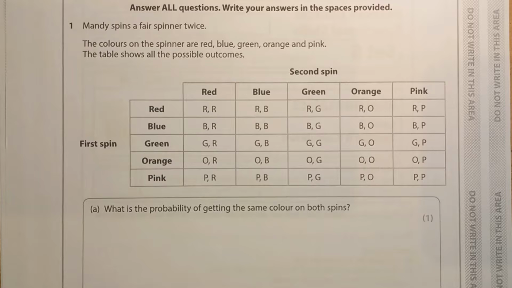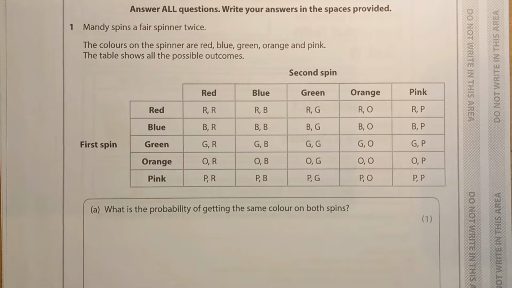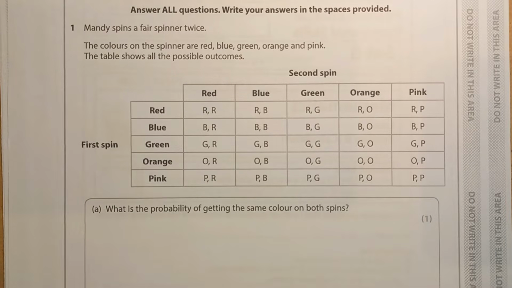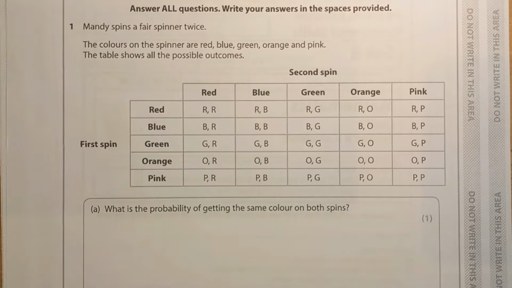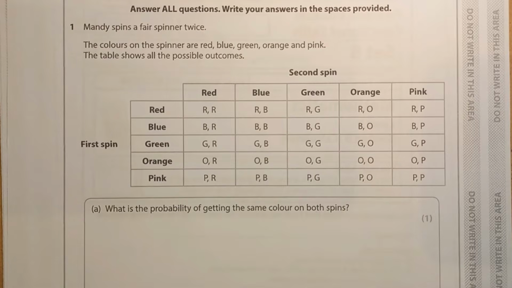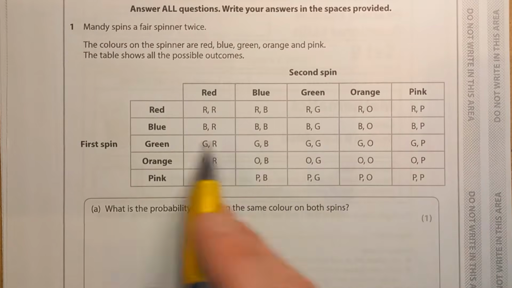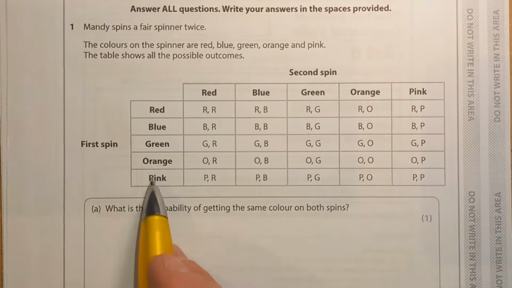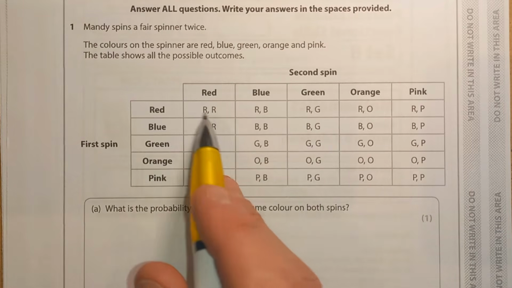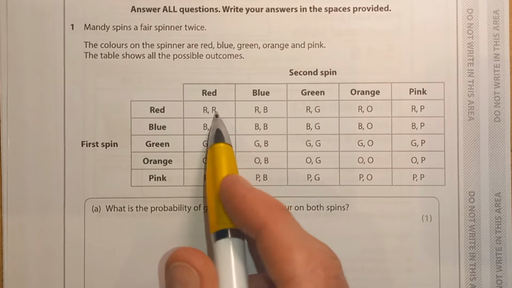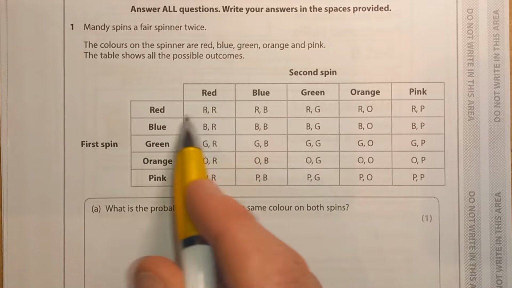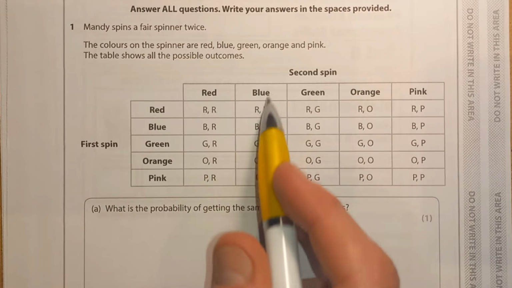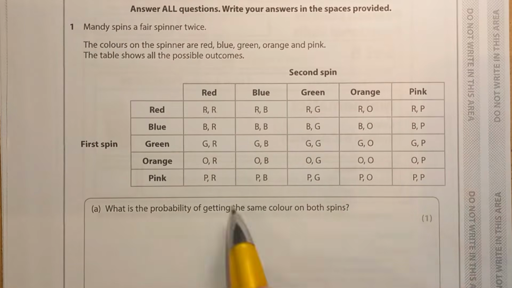Okay, question 1. Mandy spins a fair spinner twice. The colours on the spinner are red, blue, green, orange and pink. The table shows all the possible outcomes. So we've got red, blue, green, orange, pink along here, and red, blue, green, orange, pink down here. So all the outcomes, in other words, you could get red with the first spinner and red with the second spinner. Or you could get red with the first spinner and blue with the second spinner. And all of these combinations.